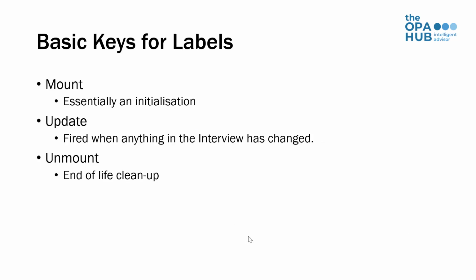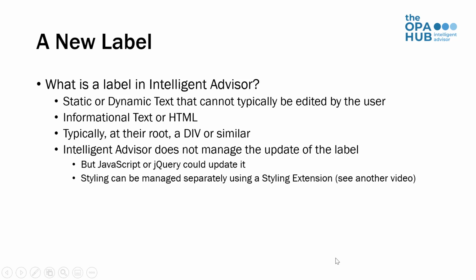When you're working with a label, you really only have three things to worry about inside your object. You need to handle mounting the label, which basically is like initializing it. You need to handle unmounting it, which is cleaning up at the end of its life cycle. And you may need to handle updates. Notice what an update really is. It's fired when anything in the interview has changed. It's not specific to your label, but it's a way to update your label if something interesting happens in your interview. We'll look at three examples later on to explain all of that.